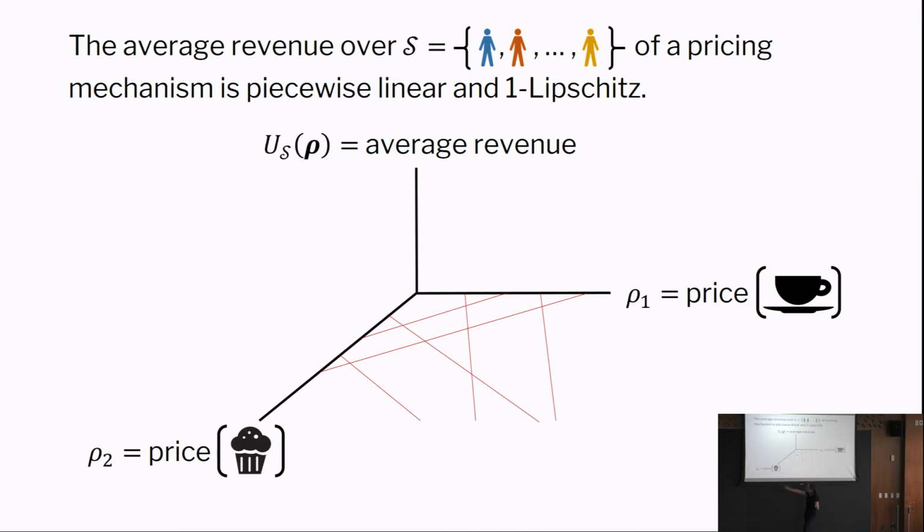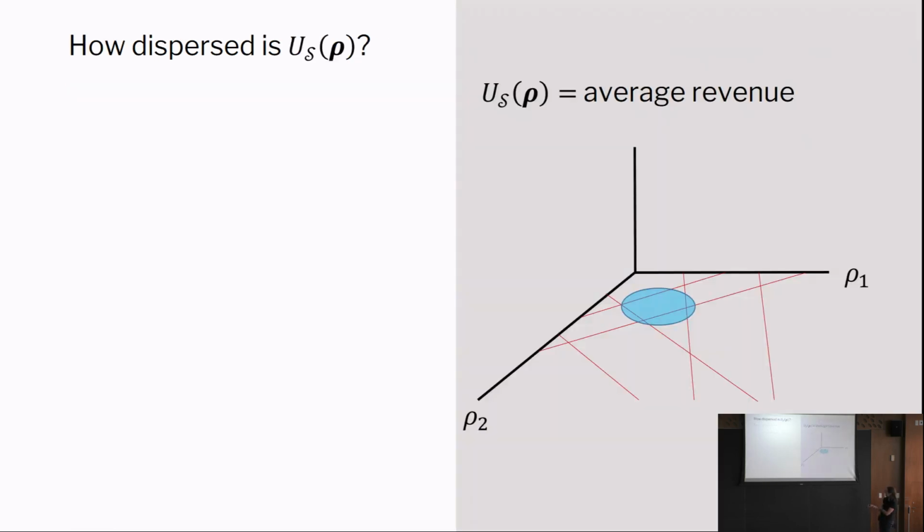So if I've got the price of the coffee on the x-axis and the price of the muffin on the y-axis, then I haven't shown the average revenue function, it's on the z-axis, but I've drawn partitions of the parameter space, and I'm telling you that on these partitions, the average revenue is piecewise linear and Lipschitz. And so I want to know how dispersed this average revenue function is. Remember, that means I want to figure out, if I have a ball of radius W, how many partitions will intersect this ball, any ball. So how dispersed is this utility function?